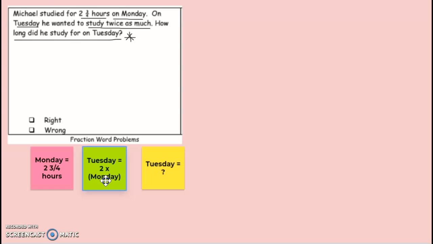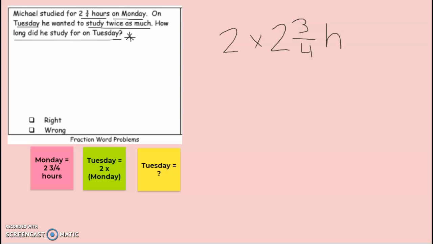Okay, so we have our equation. We want to multiply Monday twice in order to find out Tuesday, because in our word problem it says on Tuesday he wanted to study twice as much. Okay, so we're going to do the operation. Are you ready? So we're going to do 2 times 2 3/4 hours.